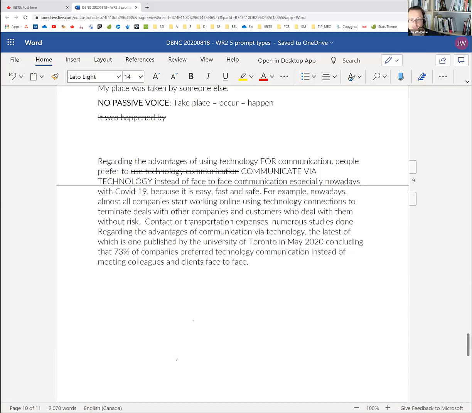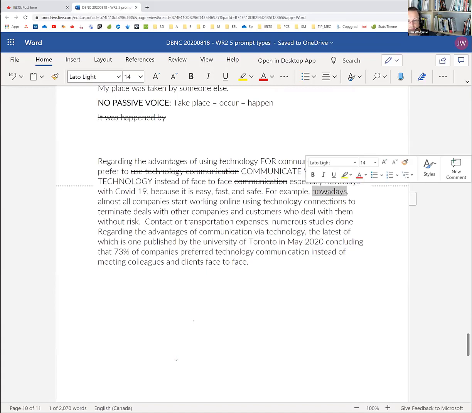Instead of face-to-face, especially nowadays with COVID-19, because it is easy, fast, comma, and safe. For example, nowadays, almost. We've got nowadays, you can switch to these days.